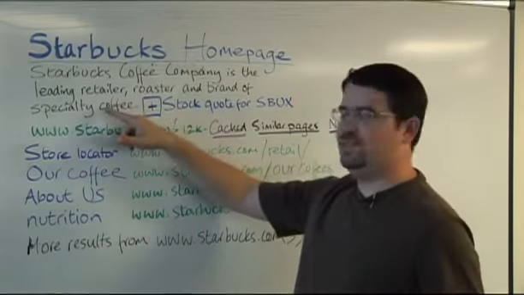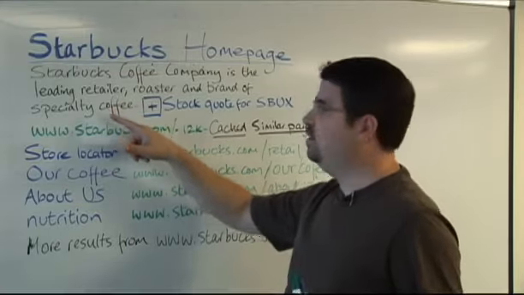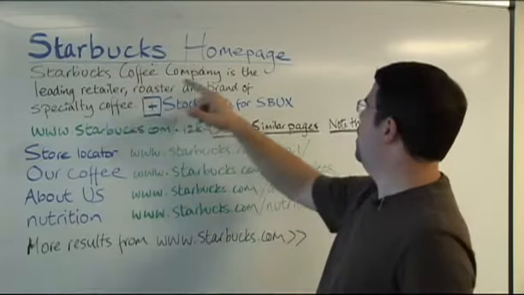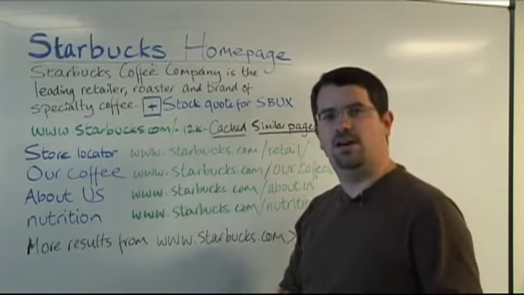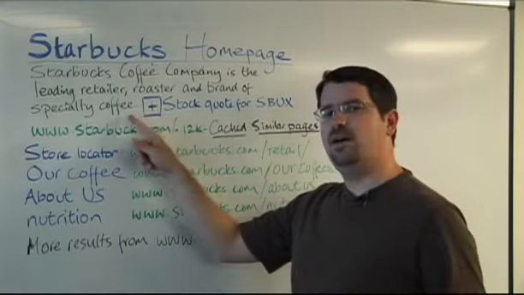The next thing that you see is something we call the snippet. So in this case, it says Starbucks Coffee Company is the leading retailer, roaster, and brand of specialty coffee, and so on like that. Now, where does that snippet come from?